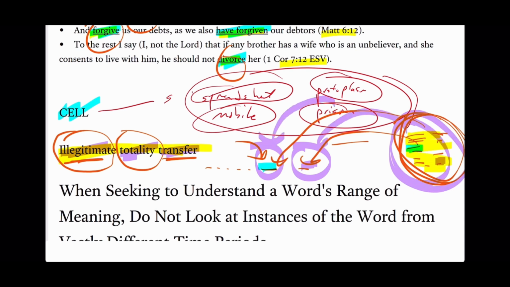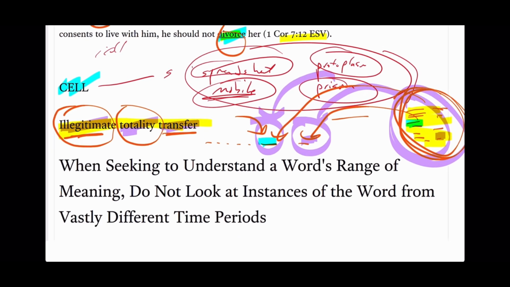That's nonsense. If we did that in English, it would be utter nonsense. So don't do utter nonsense in Greek, right? Imagine someone saying, I have a cell phone. You say, oh, you have a prison phone. You have a spreadsheet phone. You have a protoplasm phone. You have a mobile phone. No, they just have a mobile phone, right? Do not confuse the range of meaning with the specific meaning.